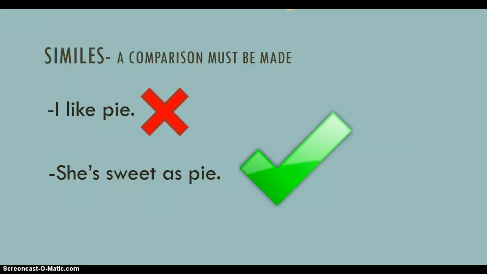Similes are not simply just using the words like or as. Writers must be certain to make a comparison. Simply making a statement such as I like pie is not a simile. However, she's sweet as pie is making a comparison and does use like or as.